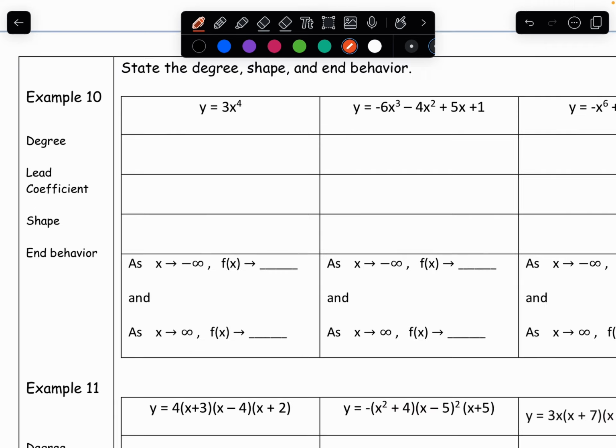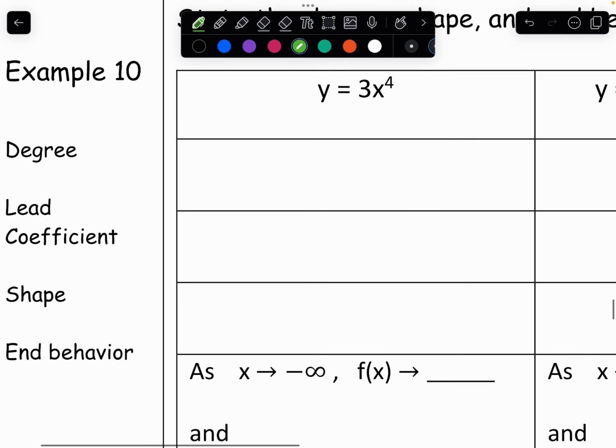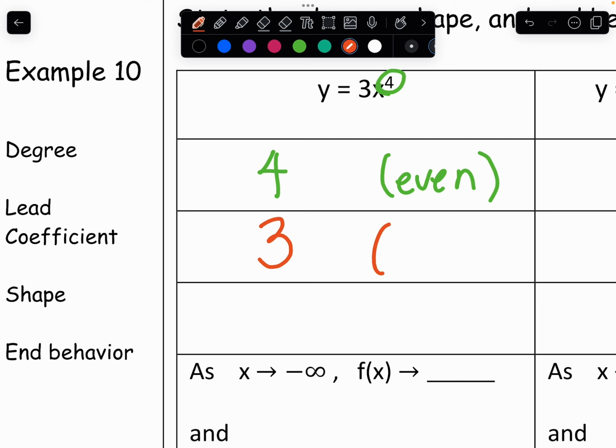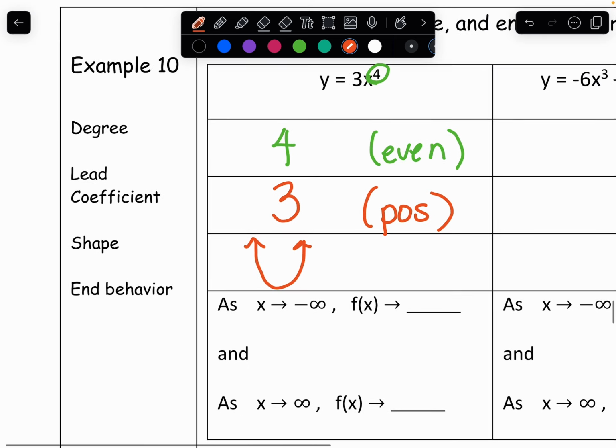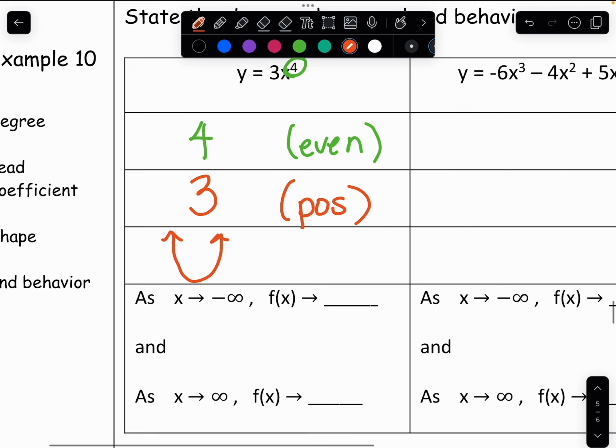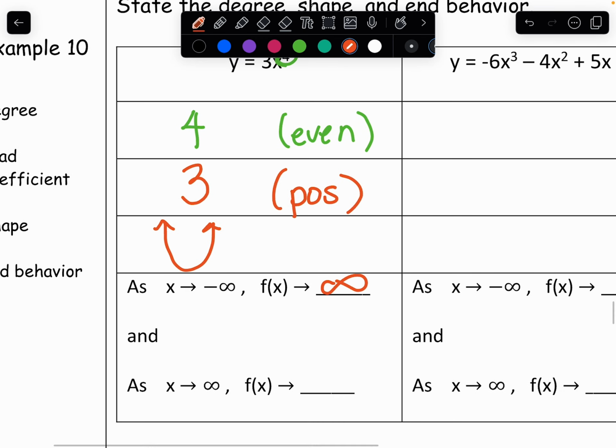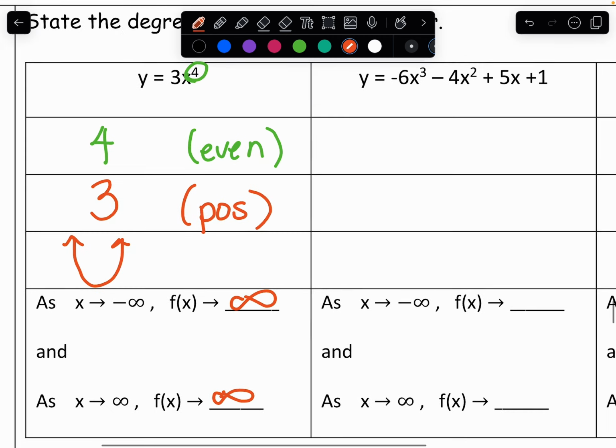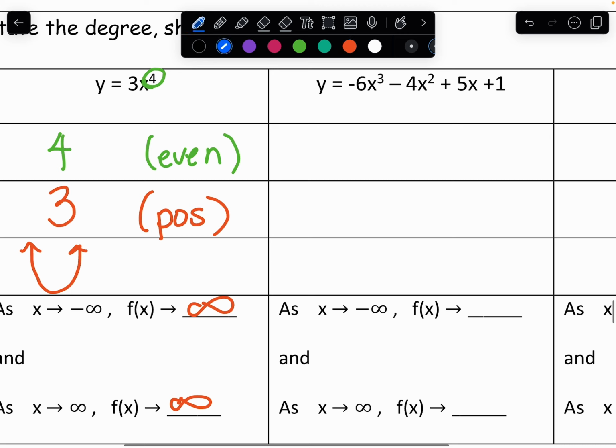So for example 10, what you're going to do is first state the degree. So it is 4, that's your exponent, and that means it is an even graph. Now our lead coefficient is 3. It is a positive number, and so what that means is we're going to have a happy face because we're working with an even degree and a positive coefficient. So our end behavior is that as x approaches negative infinity, f of x is going to approach infinity on both sides.